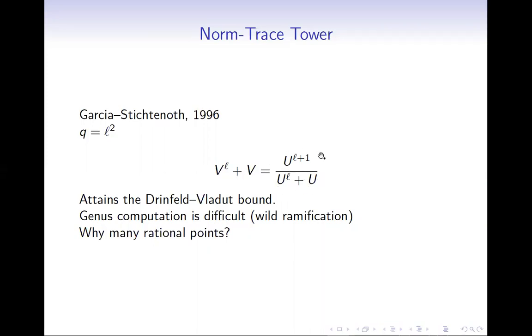For any value in F_L that you get here on the right-hand side, you have exactly L many solutions over here. And then you iteratively substitute the new thing inside here and go on. Yeah, so that's how you get many points. The genus computation is a bit more difficult. There's wild ramification involved and so on. So I won't go into the details, but just to give you an idea of what kind of ideas are used.